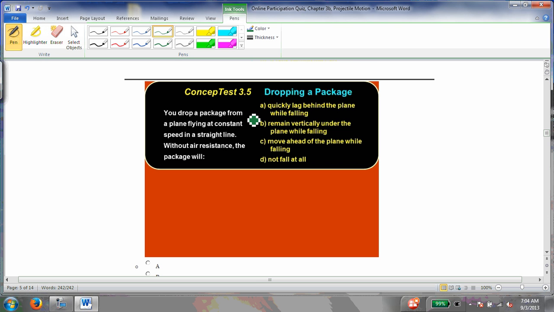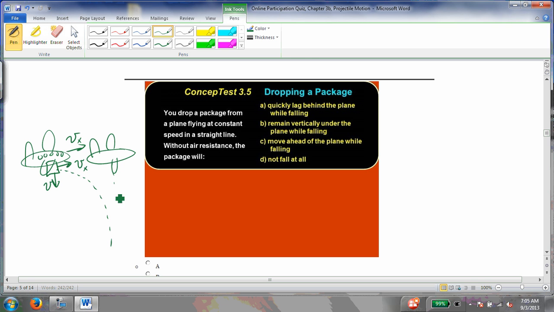We drop a package from a plane flying at a constant speed. So here's my plane. It drops a package out of the plane, drops it downward, but the plane has a certain velocity and the package has a certain velocity in the x direction. And so the result is that this package is going to follow a parabolic path like that. We're assuming no air resistance. And the plane will be exactly over the package as it falls because they both have the same velocity in the x direction. So the answer is B.